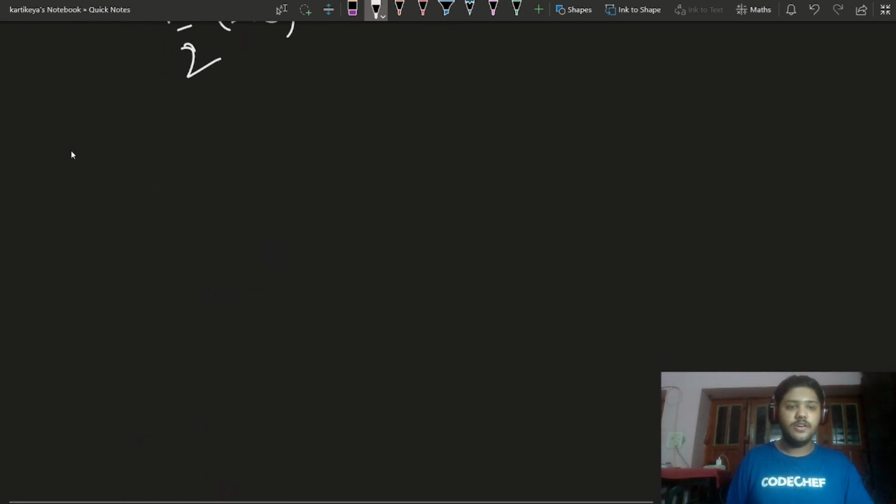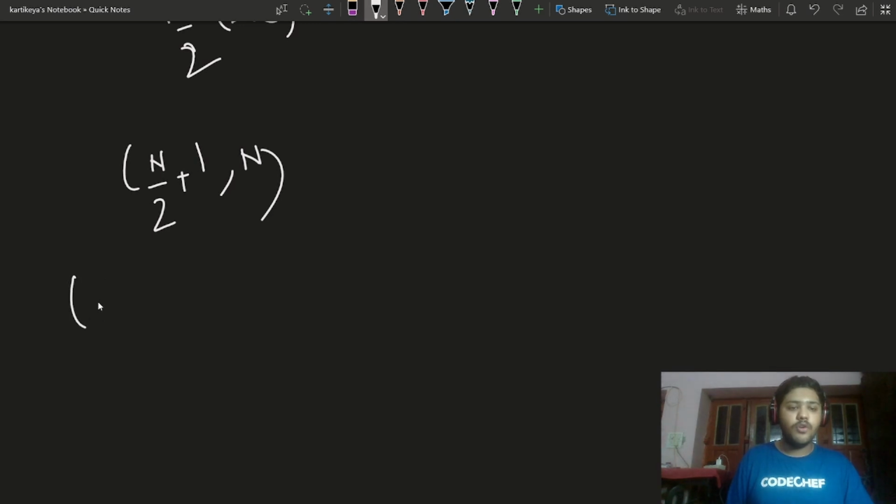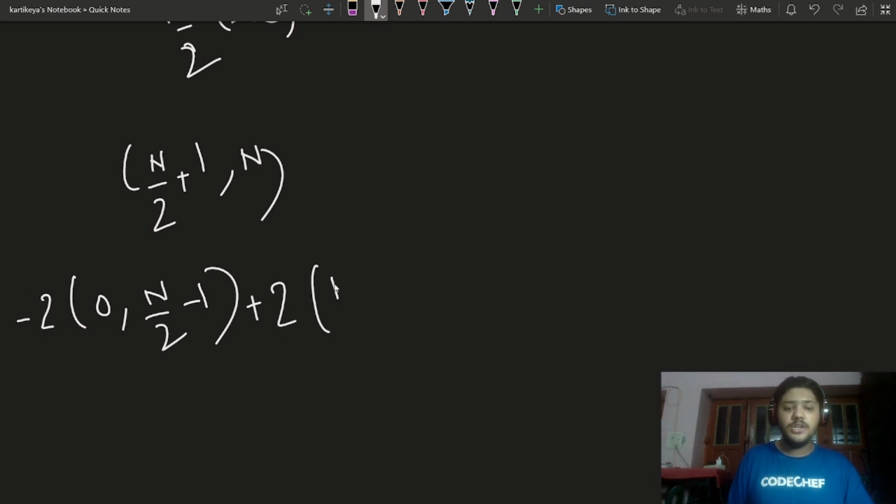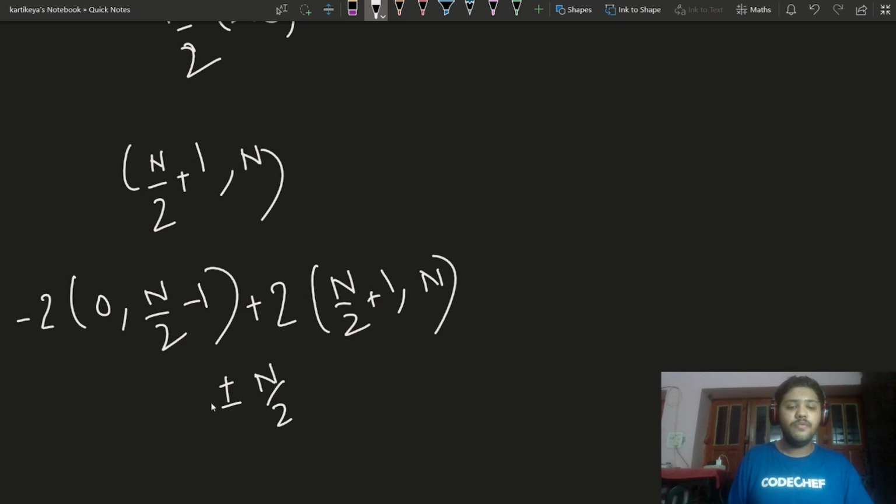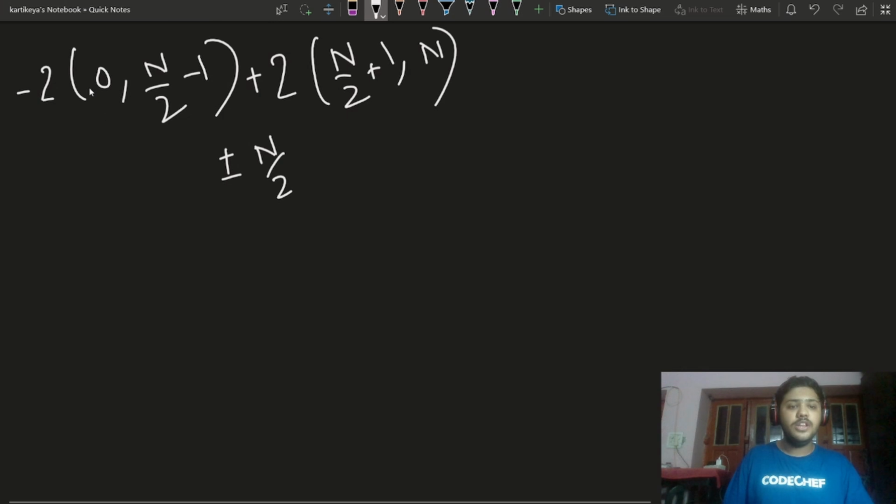So what we want, we know the number n by 2. So we want the sum of all the numbers from n by 2 plus 1 till n, and the sum of all the numbers from 0 till n by 2 minus 1, and the number n by 2 itself being plus or minus n by 2. It is plus when n is even and minus when n is odd. Okay, so we just want the sum of all the numbers from 0 to n by 2 minus 1 and n by 2 plus 1 to n.